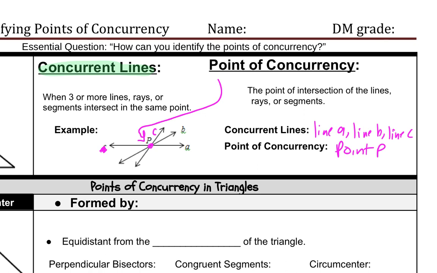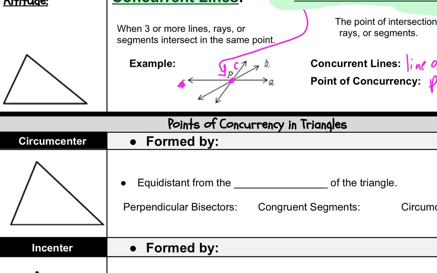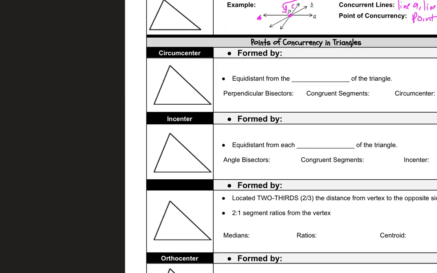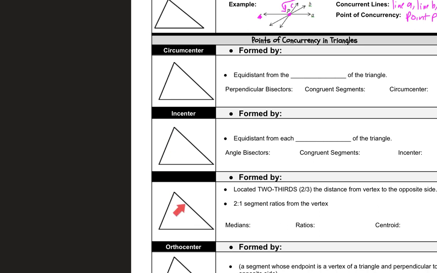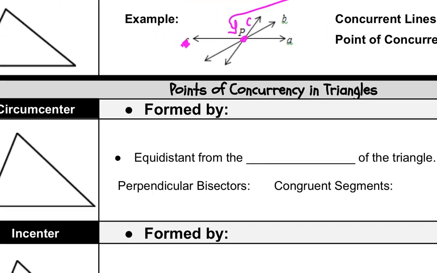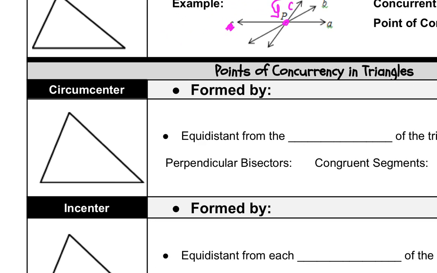So just so we know what these two vocabulary words mean, the concurrent lines are these three lines that do meet at a certain point, and the point where they meet is called the point of concurrency. Now that we know that, let's get into different forms. We're going to make different lines on the same triangle and talk about how those are different. The first point of concurrency we're going to talk about is called the circumcenter.